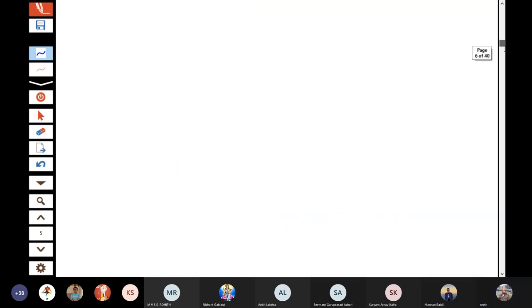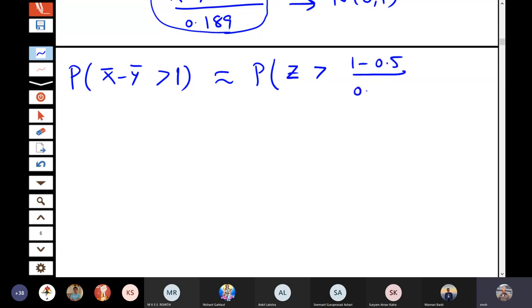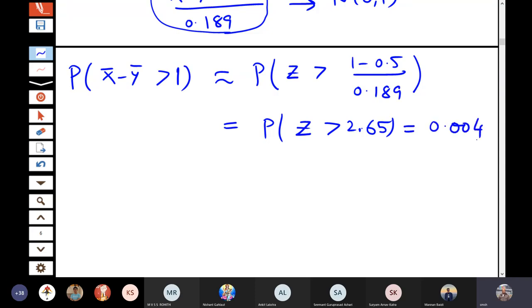So the probability of X bar minus Y bar greater than 1, that is the probability of Z greater than (1 minus 0.5) divided by 0.189. So that is approximately the probability of Z greater than 2.65. So you can see from the tables of the normal distribution, this probability is 0.004.